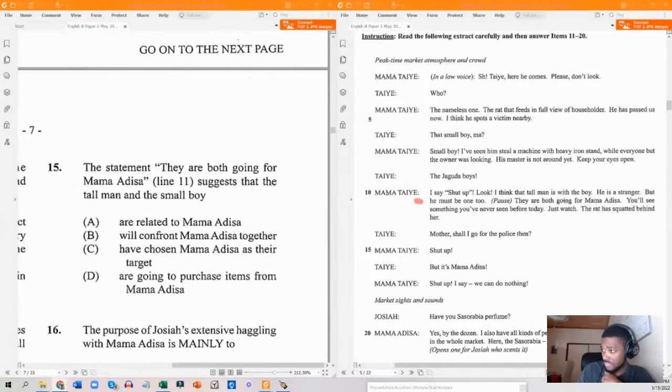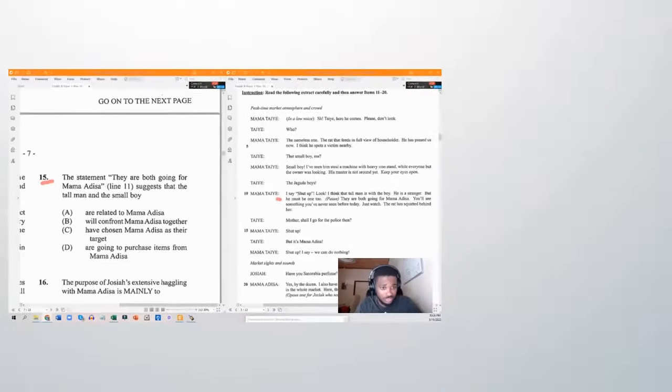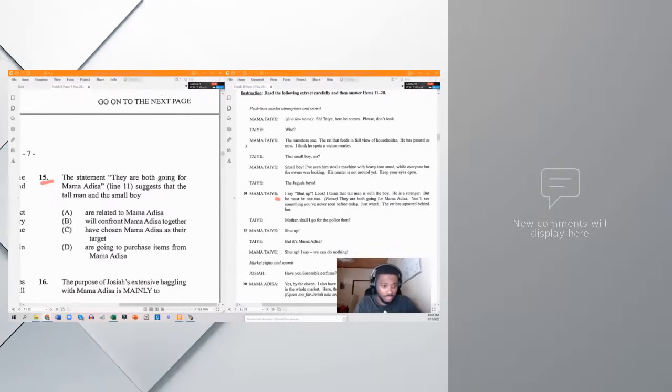What does line 11 suggest? We're now at number 15. What does line 11 suggest? Even if the answers from you guys aren't popping up on the screen, I'm seeing the answers on my end here.